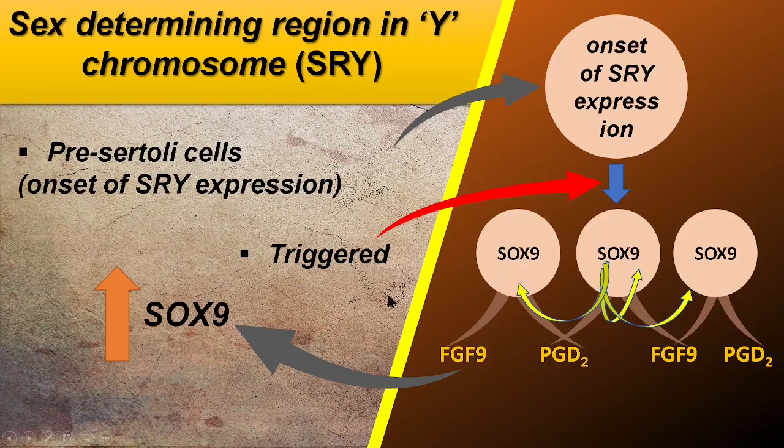Then the sex cord, or the testis, the main seminiferous tubule, may not develop properly. So that is very important, and it is carried by the Y chromosome. That is why the sex determining region on the Y chromosome is important.